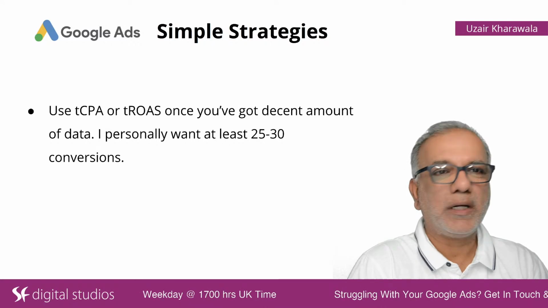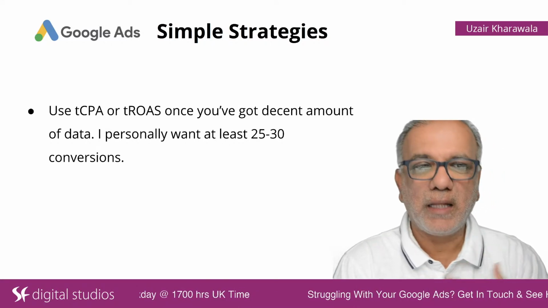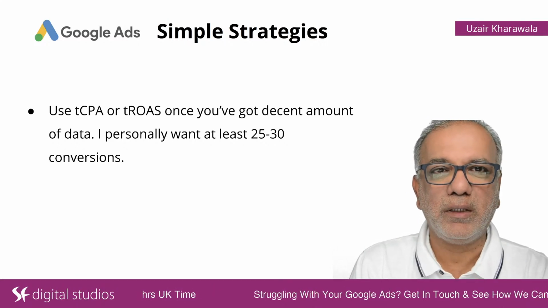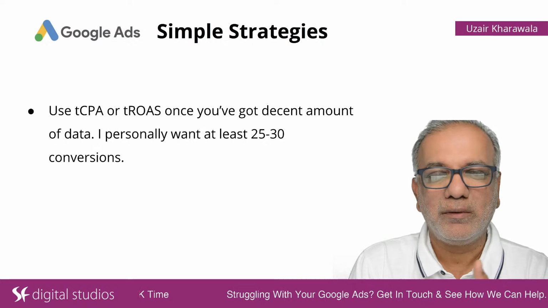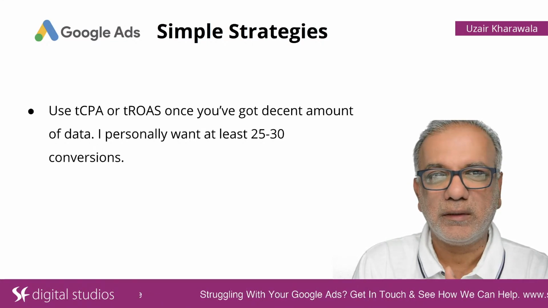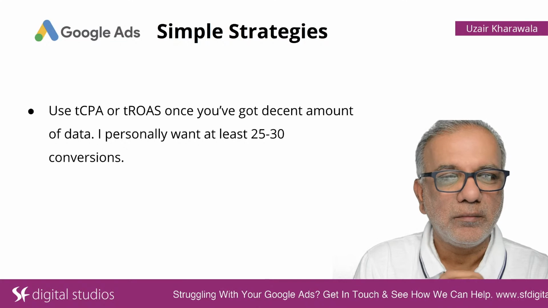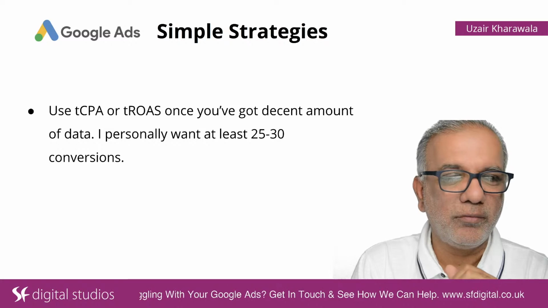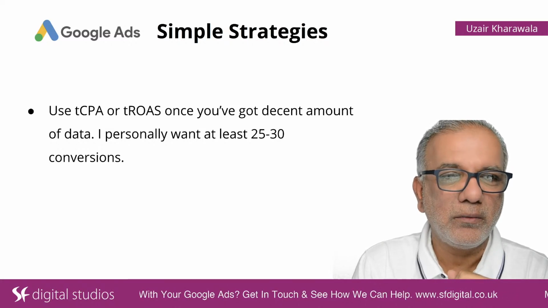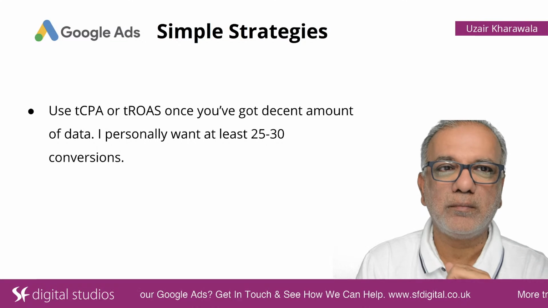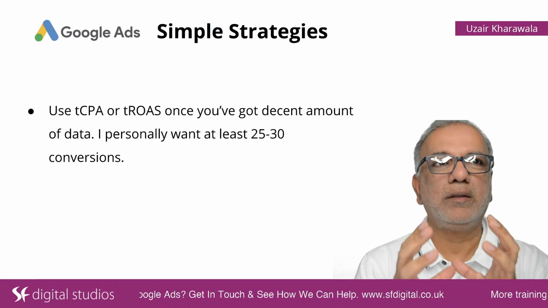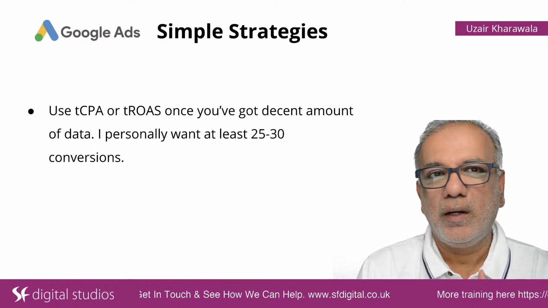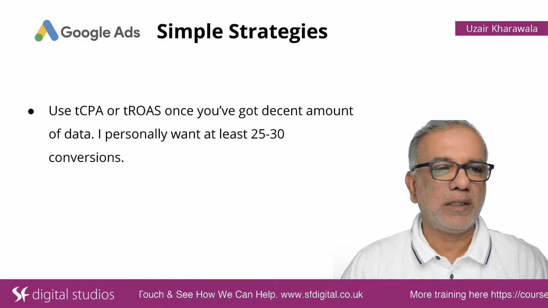What I tend to do is to start off with a manual campaign. Then once I've got enough conversions, now enough is a very vague number, it's not even a number, but I want to get at least 25, 30 conversions before I start going to target CPA. For target ROAS, I want a few more conversions than that to really give Google the audience avatar, I should say, that these are the kind of people we are looking for. This is the ROAS which we are targeting.